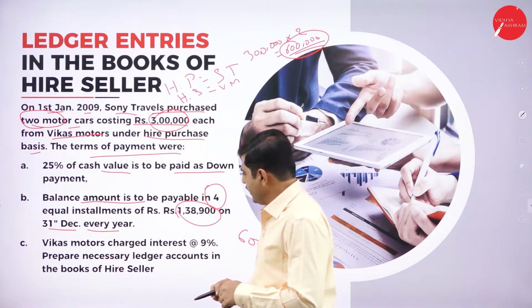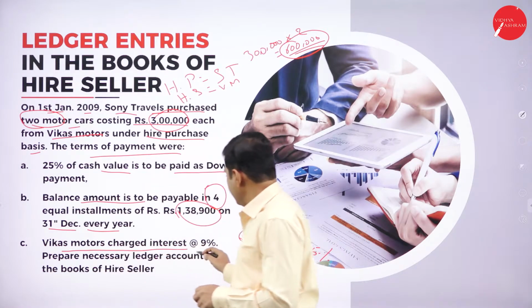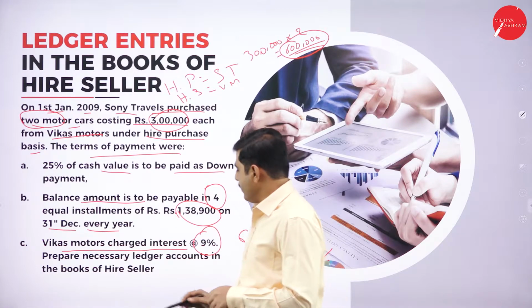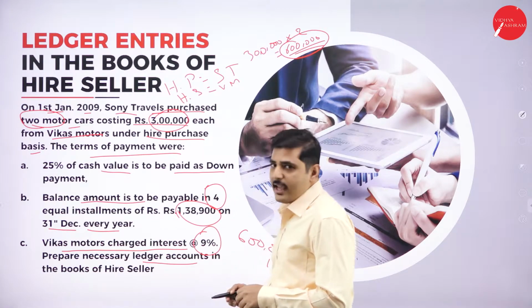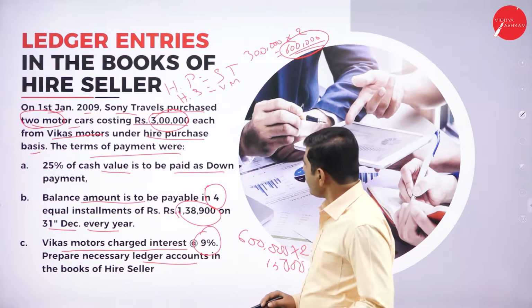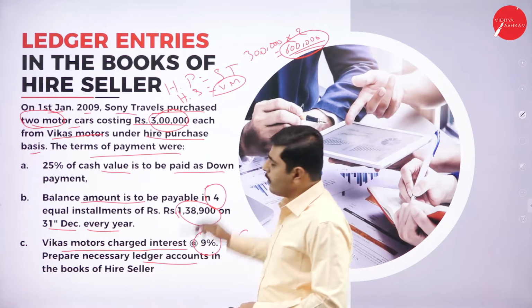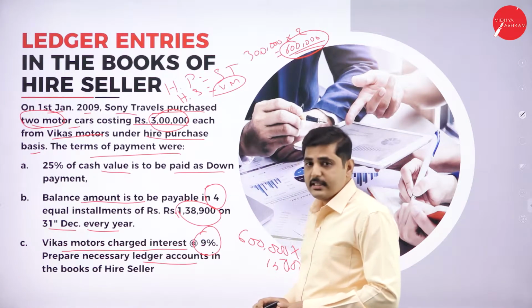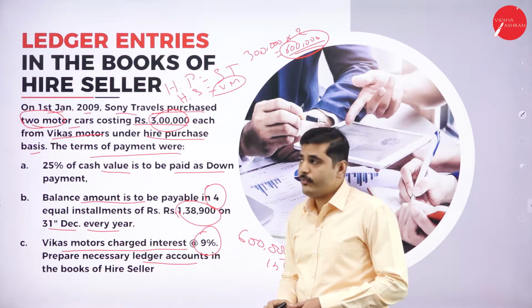On 31st December every year, Vikas Motors charges interest at 9% per annum. Prepare necessary ledger accounts in the books of hire seller. That means we have to prepare the ledger entries in the books of hire seller, or Vikas Motors. So let's go to the working note.